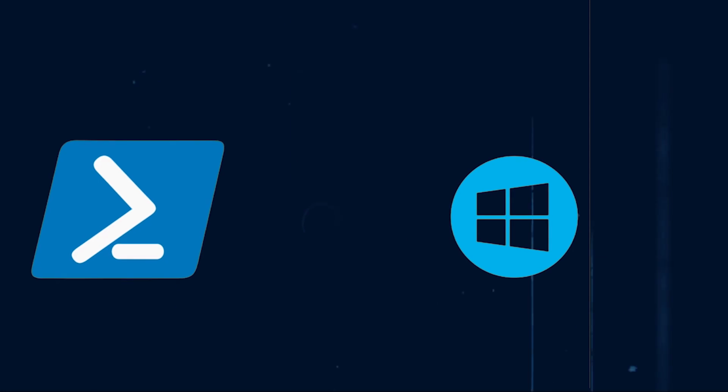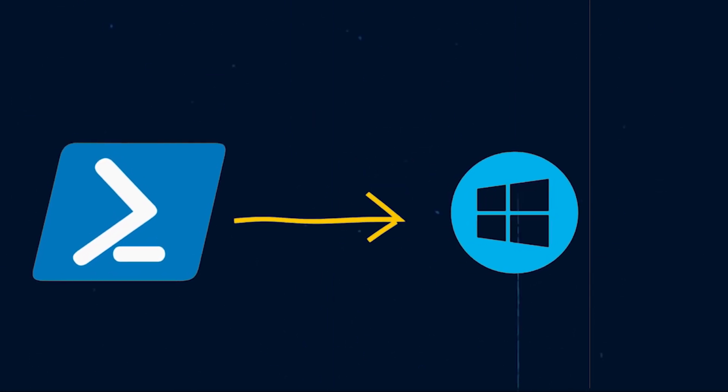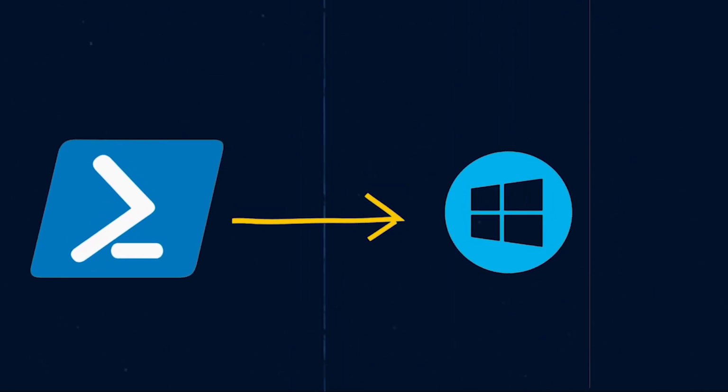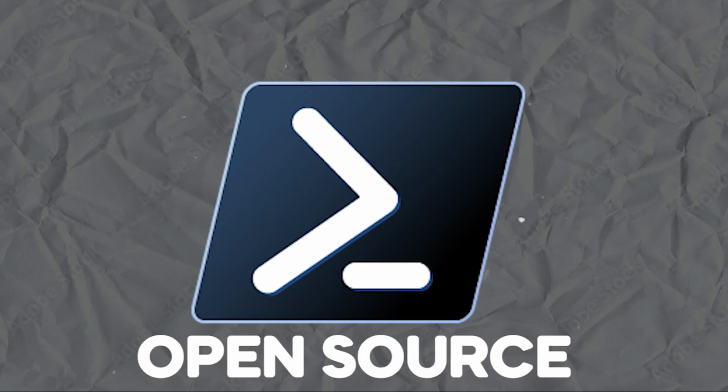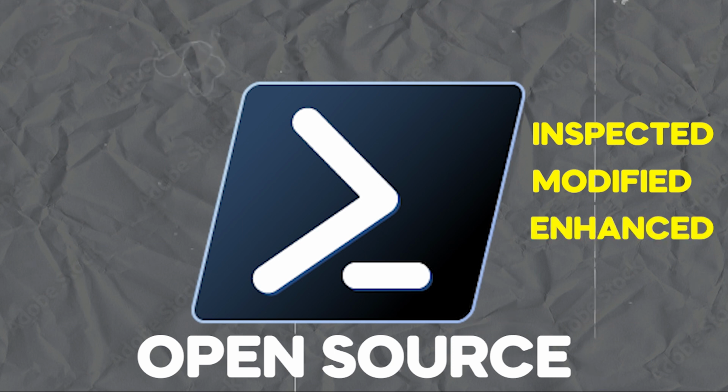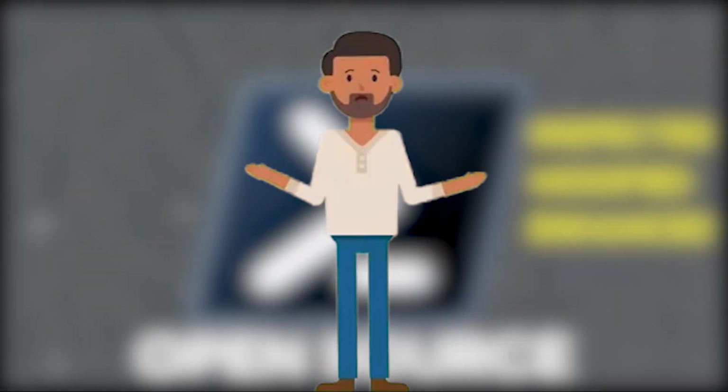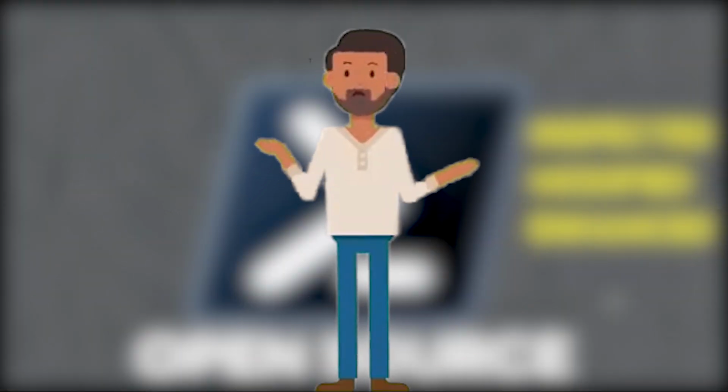PowerShell Core makes itself distinct by having support for Windows, macOS, and Linux, unlike other PowerShell versions, which only support Windows. That's why those versions are often designated as Windows PowerShell. Another attribute PowerShell Core holds is that it is open source, meaning it can be inspected, modified, and enhanced by the community. Now, if you ask how it could be done, I will tell you.